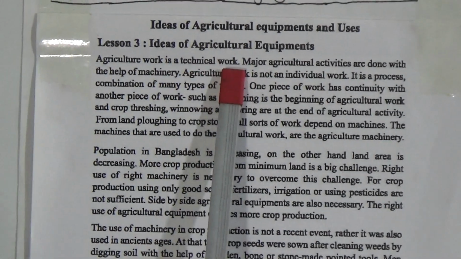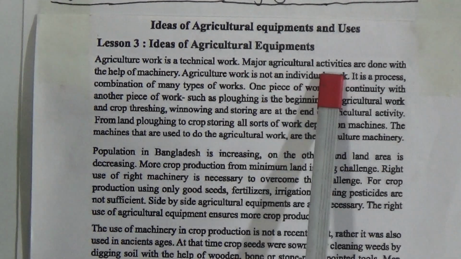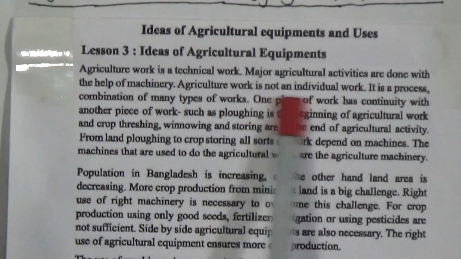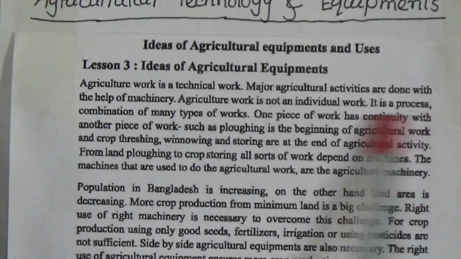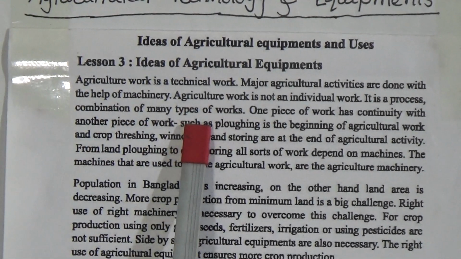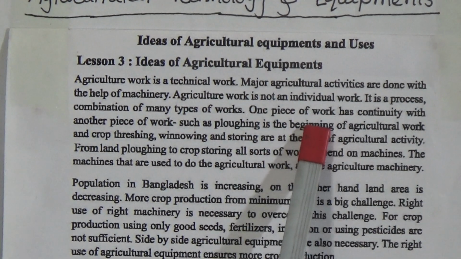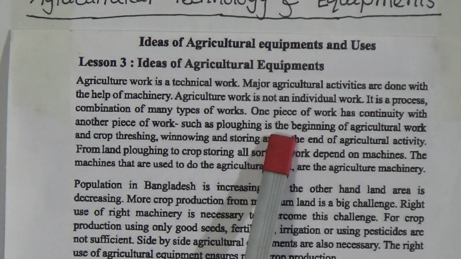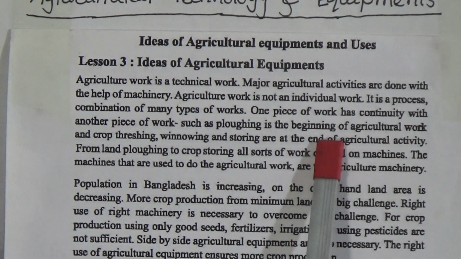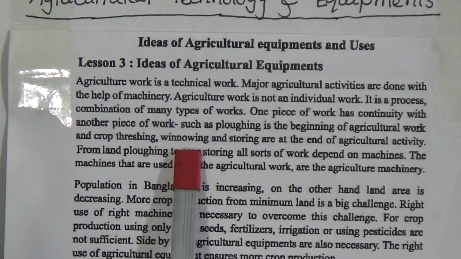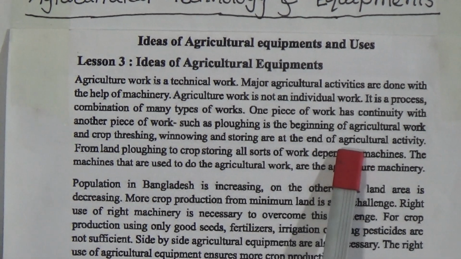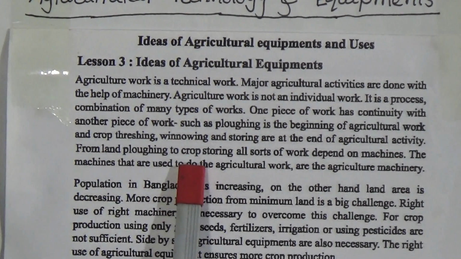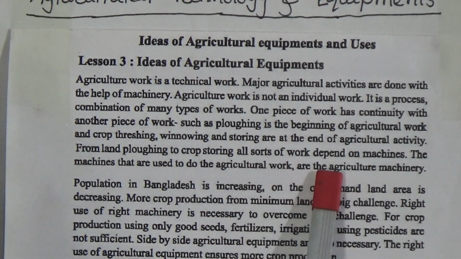Agriculture work is a technical work. Major agricultural activities are done with the help of machinery. Agriculture work is not an individual work, it is a process, a combination of many types of work. One piece of work has continuity with another, such as ploughing is the beginning of agricultural work, and crop threshing, winnowing and storing are the end of agricultural activity. So from land ploughing to crop storing, all sorts of work depend on machines.